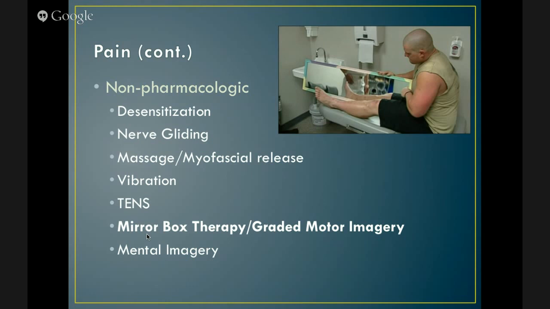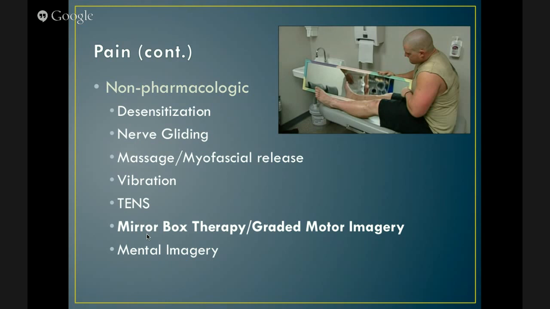Mirror box therapy and graded motor imagery are kind of in the same line, because mirror box therapy is part of a graded motor imagery program. We'll talk about what exactly this is, but this is just a picture of mirror box therapy. Basically you're recreating the image of an intact limb by using the contralateral limb. You perform exercises and motions by looking at the mirror, so it looks like your now amputated limb is making those motions, and the thought is that that can improve phantom pain.